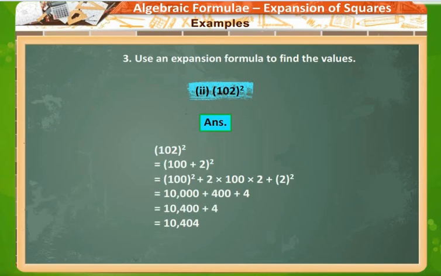Now look at this, 102 square. 102 square can be written as (100 + 2). So this is of the form (a + b) the whole square. So 100^2 + 2 × 100 × 2 + 2^2. Then when we do the calculation, 10,000 + 400 + 4, so 102 square we get the value as 10,404. This is an easy way to calculate the squares of numbers.